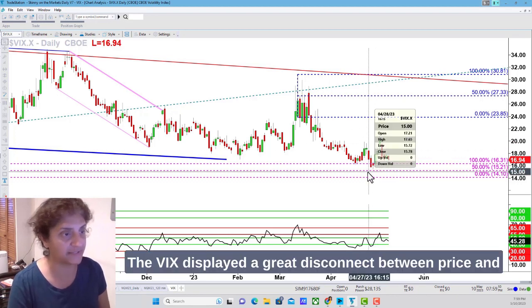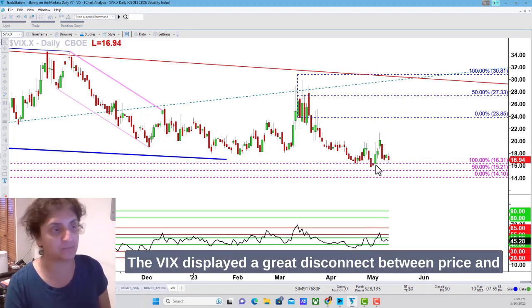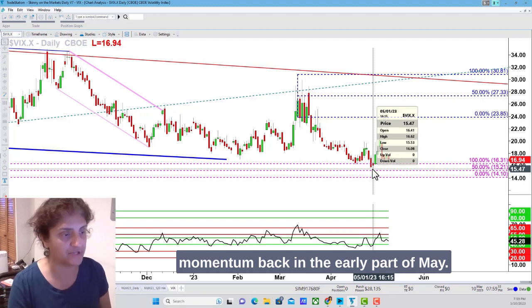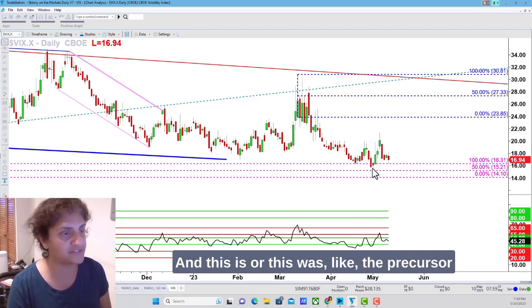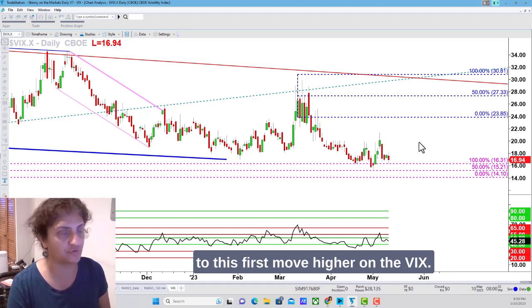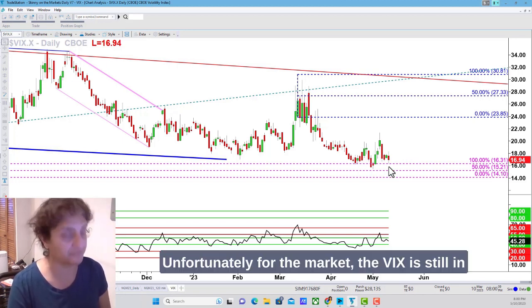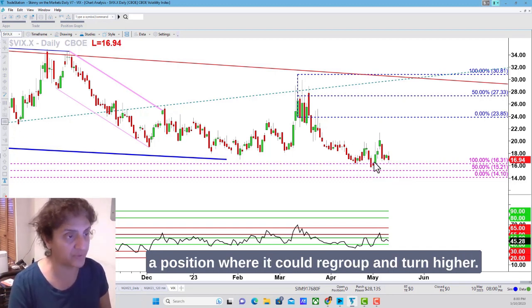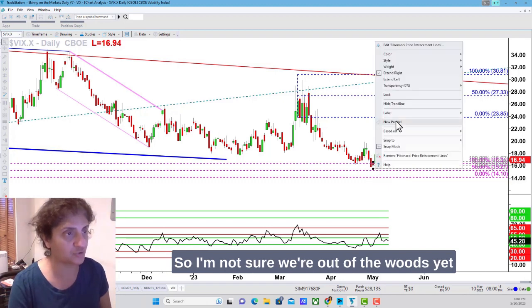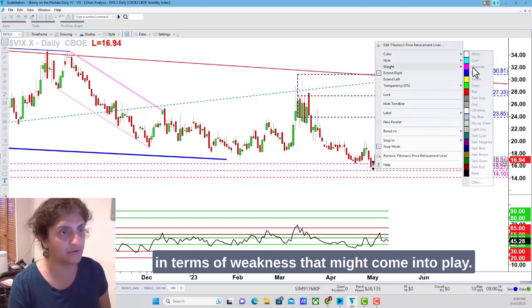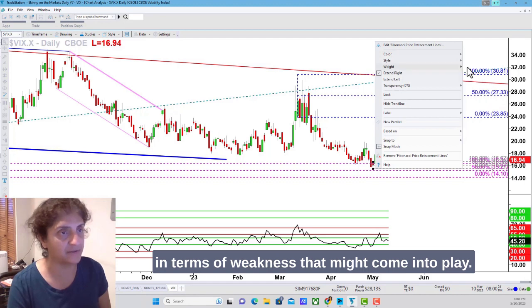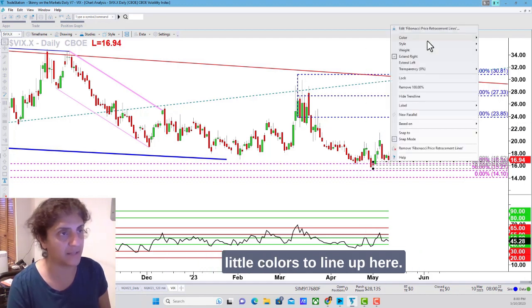The VIX displayed a great disconnect between price and momentum back in the early part of May. And this was like the precursor to this first move higher on the VIX. Now there's a pullback on the VIX, so market recovering higher. Unfortunately for the market, the VIX is still in a position where it could regroup and turn higher. So I'm not sure we're out of the woods yet in terms of weakness that might come into play. So again, just trying to get my little colors to line up here.